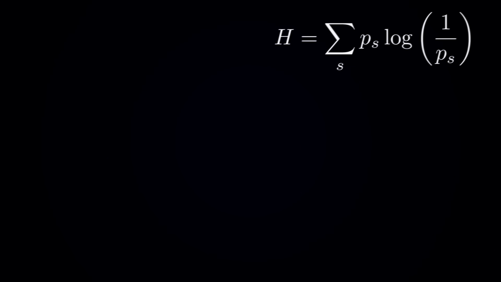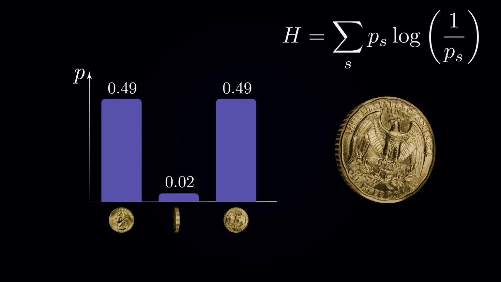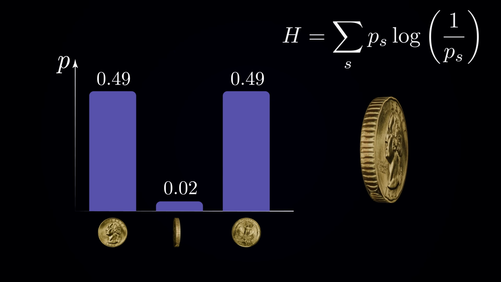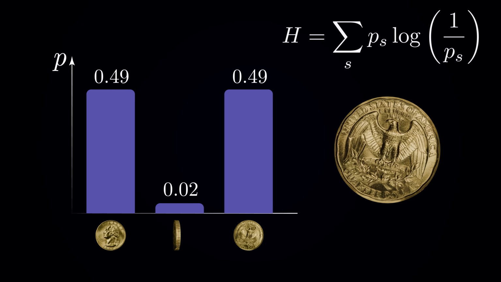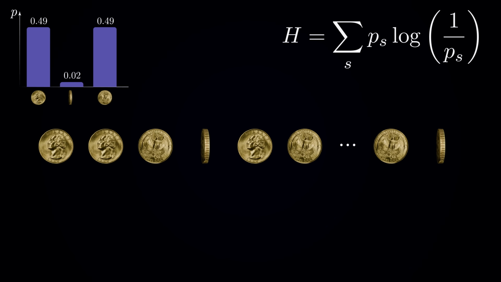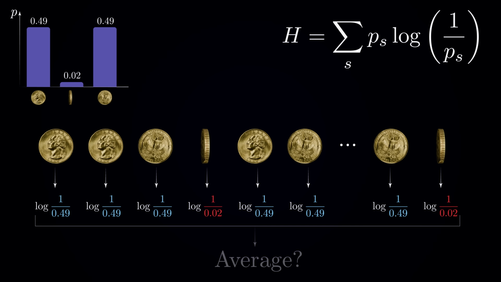For example, consider a thick coin that lands on heads and tails with probability 49% each, and on its side 2% of the time. If you randomly flip it many times, record your surprisal caused by the outcome of each flip, and compute the average surprisal, what value are you going to get?